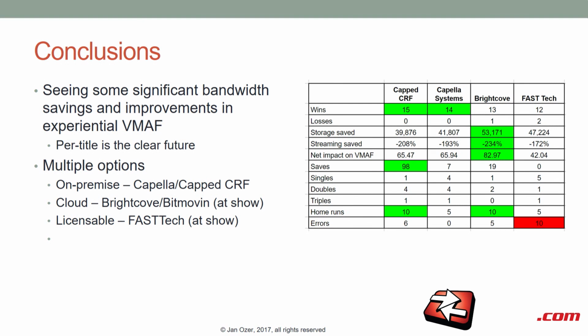Your on-premise alternatives are either Capella Systems and CAP-CRF. In the cloud, Brightcove has it. I know Bitmovin has either announced it or will soon be announcing it. And then Fastech is here at the show with kind of a licensable option.